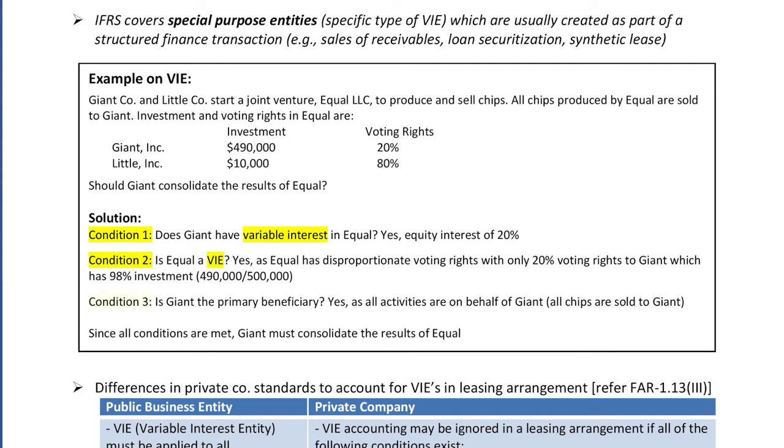Let's look at highlight condition 3. Is Giant the highlight primary beneficiary? Yes, because all the activities of Equal are on behalf of Giant. All chips which are produced by Equal are sold to Giant. Now, highlight, since all conditions are met, Giant must consolidate the results of Equal. So guys, this is an amazing example where you see Giant consolidating the results of Equal even though it does not own a majority stake in Equal. Because Giant has a variable interest in Equal, Equal is a variable interest entity and Giant is its primary beneficiary.